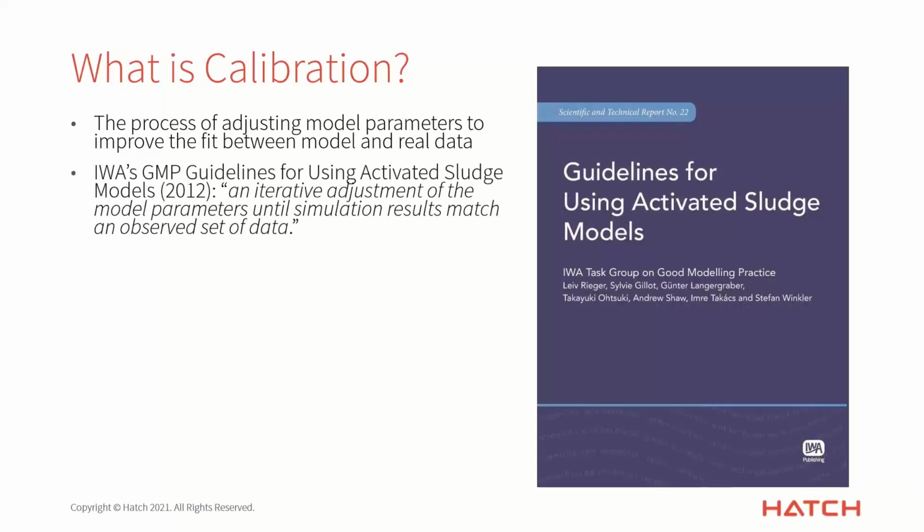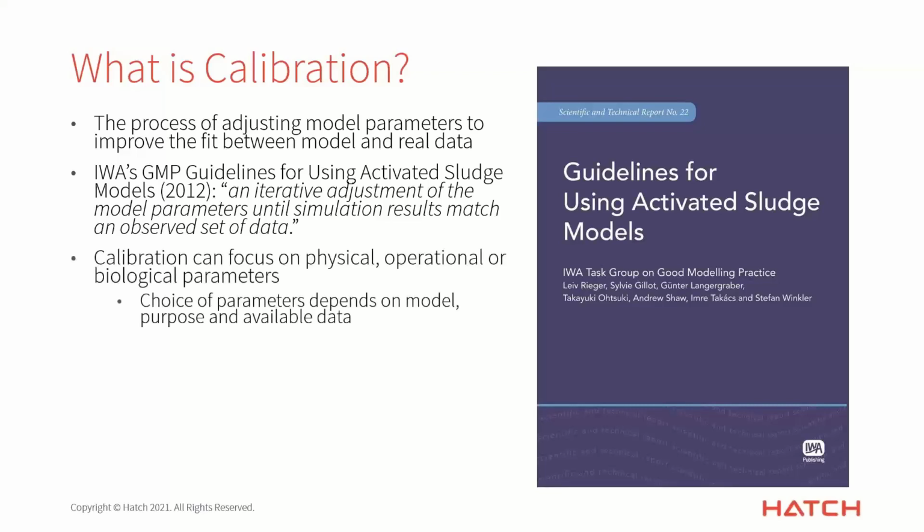The IWA actually released good modeling practice guidelines for using activated sludge models in 2012, and they have a more formal definition of calibration as an iterative adjustment of the model parameters until simulation results match an observed set of data. So basically, calibration can focus on physical, operational, or biological parameters, and the choice of the parameters really just depends on the model, the purpose of the model, and the available data that you actually have for calibration.